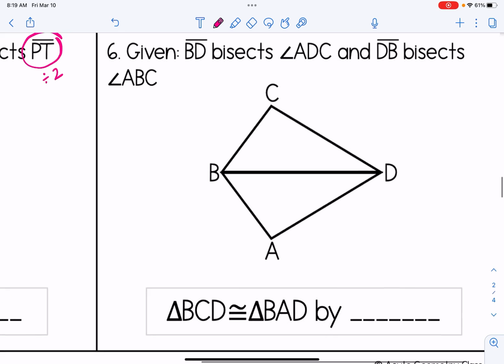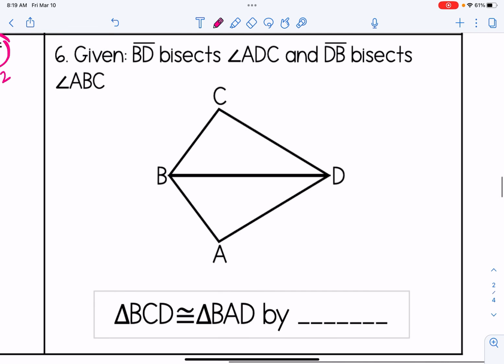Okay, and for our last example, BD bisects angle ADC. So ADC is over here on the right. We're going to split that in half if it's bisected. And we also know DB bisects angle ABC. So this is split in half. BD is congruent to itself by the reflexive property, and I have my 3 pieces here. I have 2 angles marked off, but the side is between them. So this is an example of angle, side, angle.